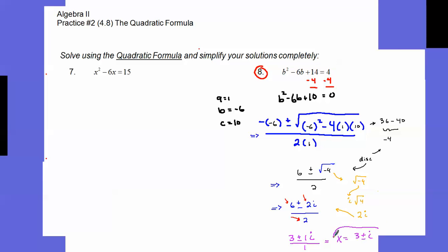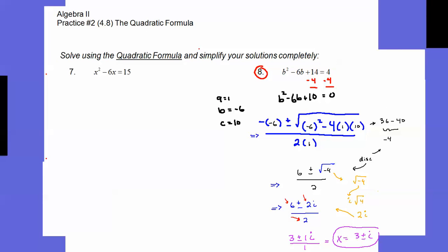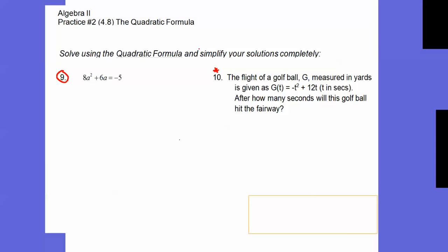This is what we're looking for in the answer bank. Let's go look. Here we have the 3 plus or minus i, which is going to be the answer for number 8. Let's go back. Alright, let's move on to problem number 9.